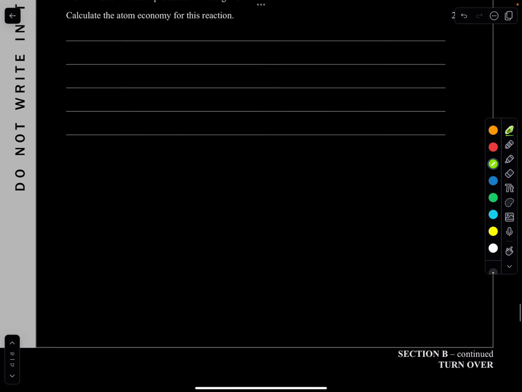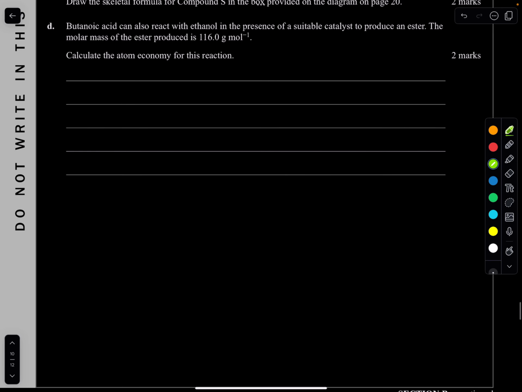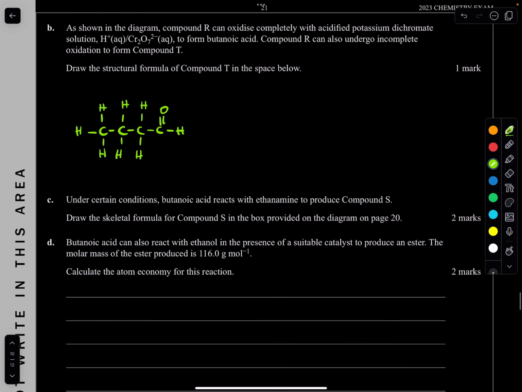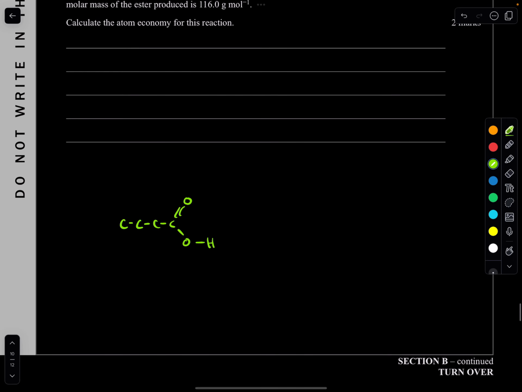So we're reacting what? Butanoic acid. So let's draw butanoic acid, CC, which looks like this. We're basically reacting it with ethane amine. Ethane amine looks like this, 2 C's and an amine group. Let's draw it the opposite way. So CC. This here is an amine group.